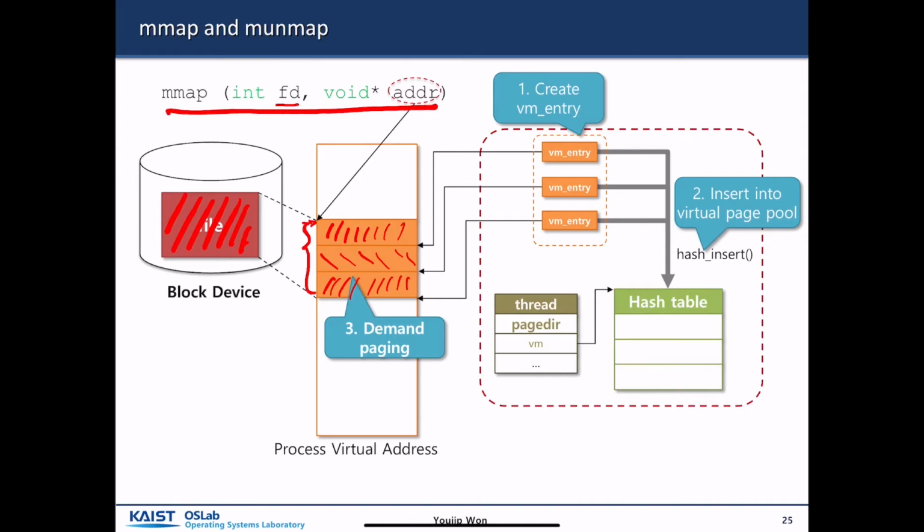And then it inserts those VM entries into the set of virtual pages for a process. Remember that we have used a hash table to represent the set of virtual pages for a process. So it inserts those pages in the virtual page pool. And then third, as a program accesses this memory region, the operating system is going to bring in the right pages based on the demand paging policy.